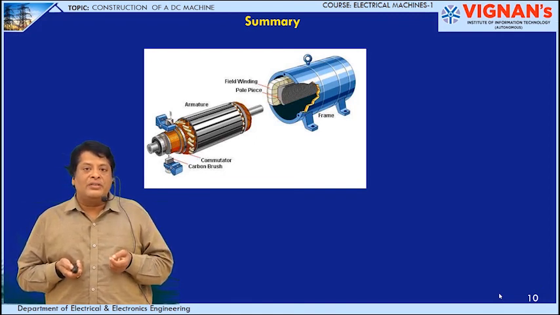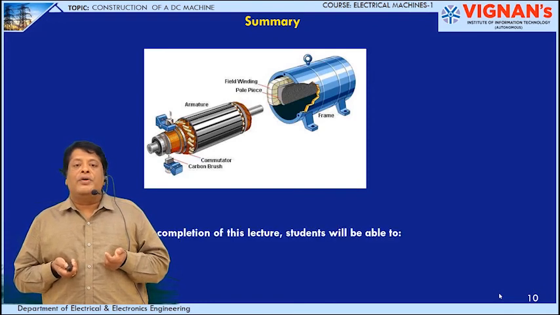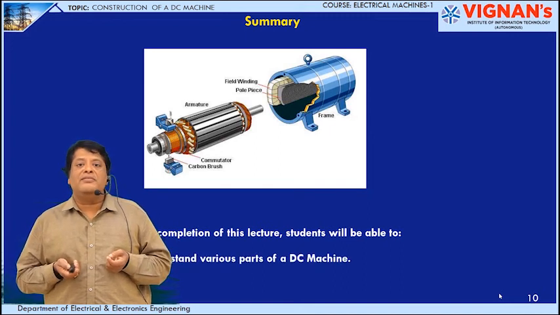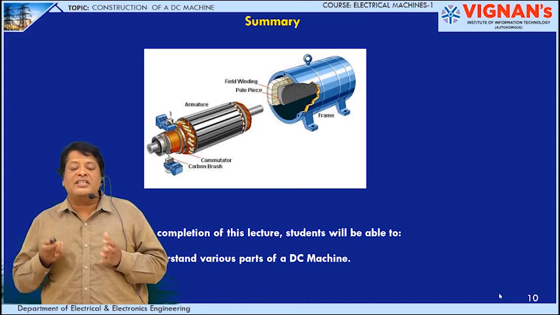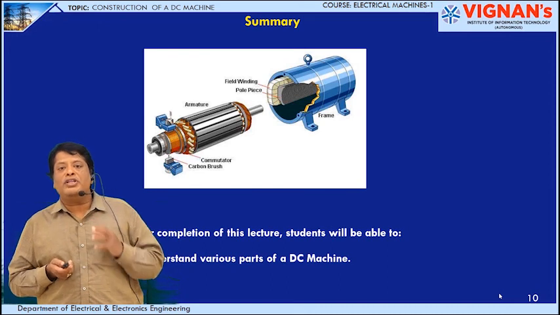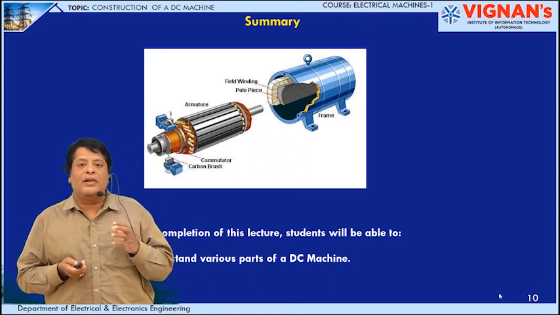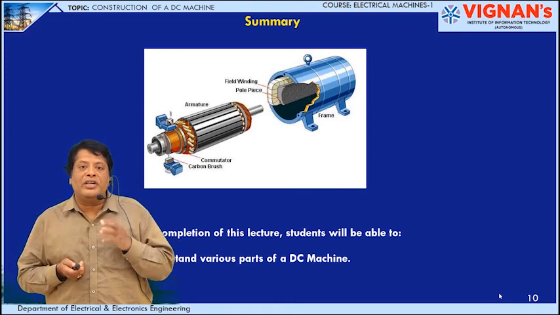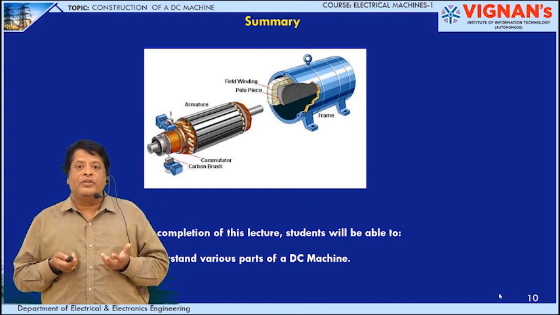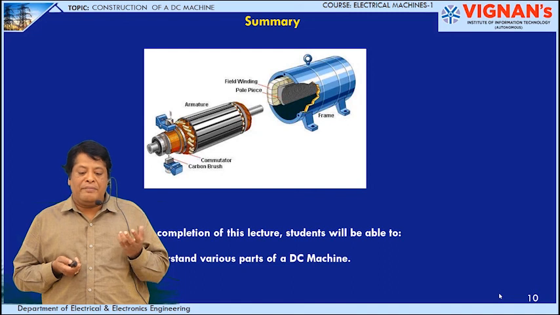Next, end covers and shaft. Sometimes for large-rating machines, we go for fans also. The machine is equipped with a fan. Don't think that the fan is placed externally. The fan wings are connected to the same shaft, so when the rotor is rotating, the wings also rotate. The loss is nothing but heat. Whatever heat is generated in the machine will be extracted from the machine.